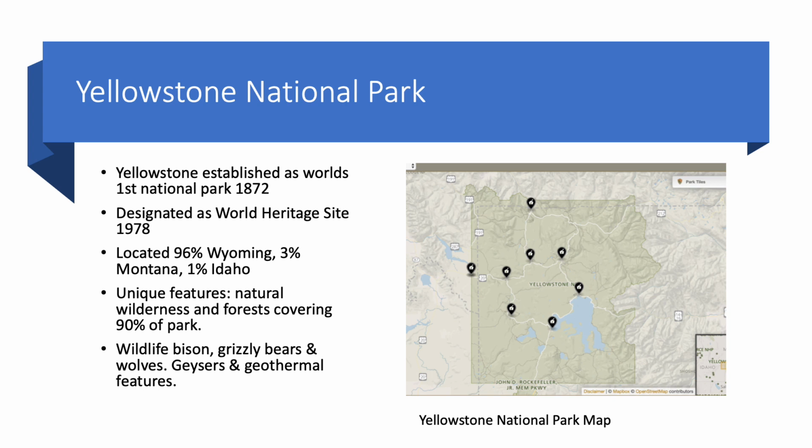90% of the park is almost completely untouched by humans. Only 2% of the park contains infrastructure and roads. Yellowstone is known for its natural beauty, wilderness, and wildlife. Yellowstone is home to many of the world's endangered species.